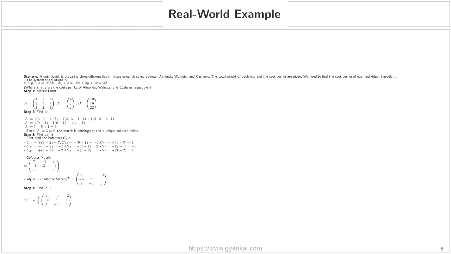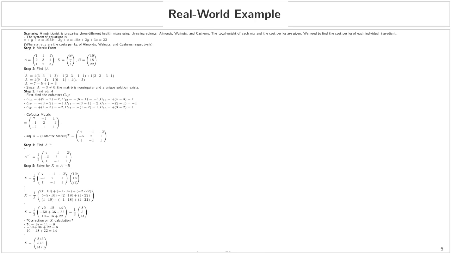Step 4. With the determinant and the adjoint, we can now calculate the inverse of A. We take 1/3 and multiply it by our adjoint matrix. Step 5. Finally, we solve for our variables by computing X equals the inverse of A multiplied by B. We multiply each row of our inverse matrix by the column matrix B.